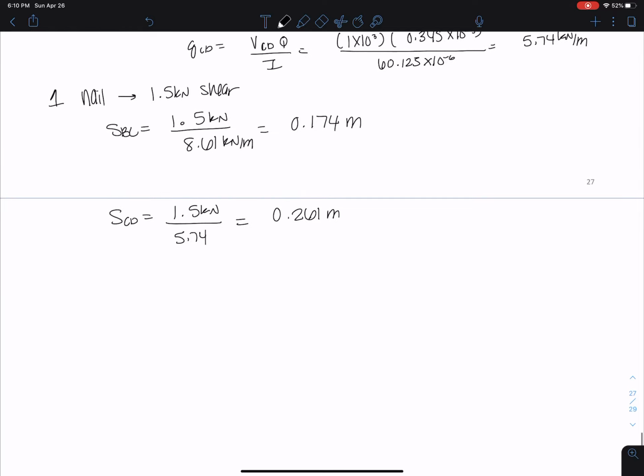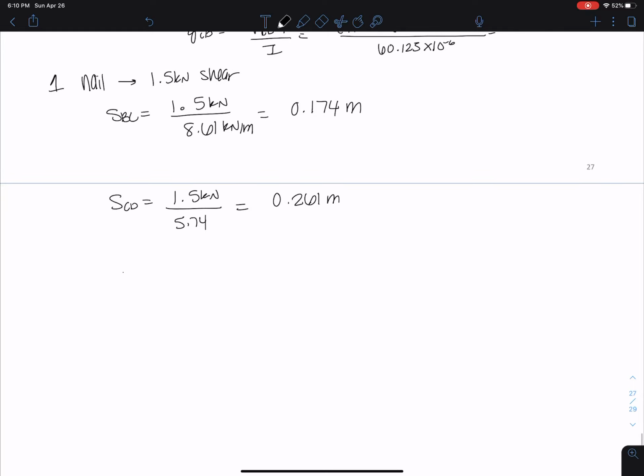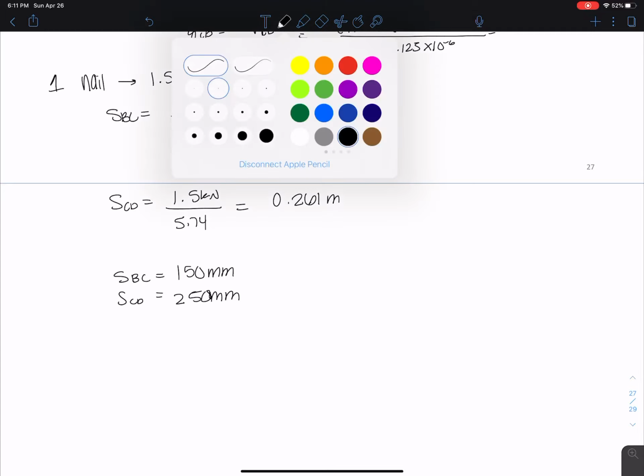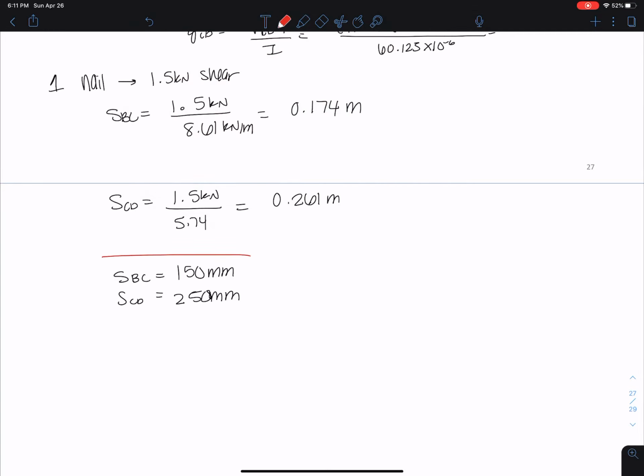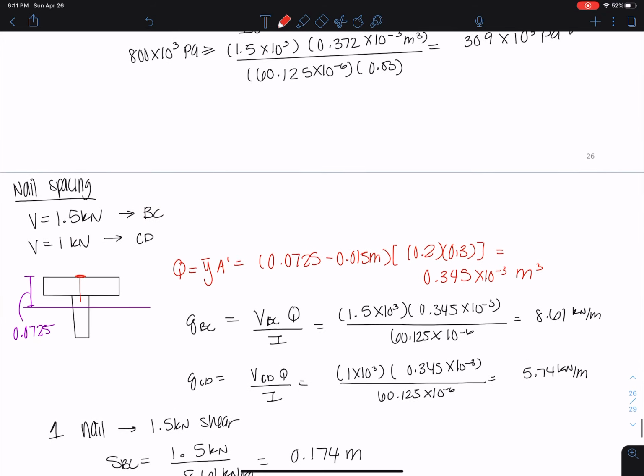I'm going to put this into millimeters, and I'm going to round down to the nearest whole number, and usually we'll be a little bit conservative. Again, there are multiple right answers here, so I'm going to use 150 millimeters and 250 millimeters for ease of construction. As long as it's lower, you could have said 170, you could have said 160, but 150 and 250 are easily calculable. So in design problems, you can have different numbers.